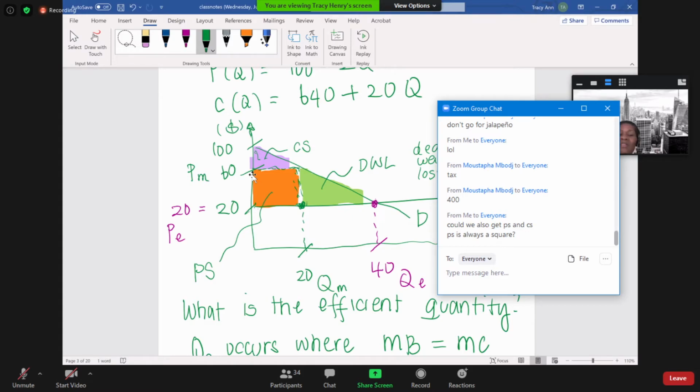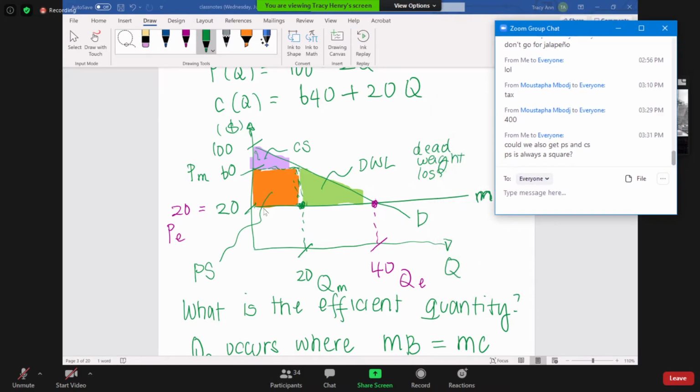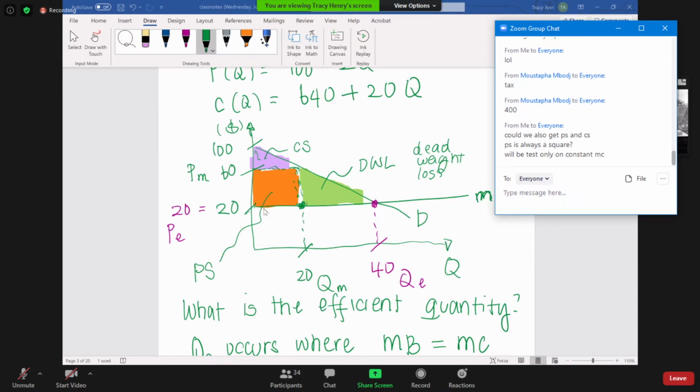It is not always a square. Your producer surplus in this situation is a square simply because your marginal cost curve is constant. If your marginal cost curve was upward sloping, then it would be a triangle. But I noticed that in our lecture activity, all the marginal cost curves that I gave you were a straight line.